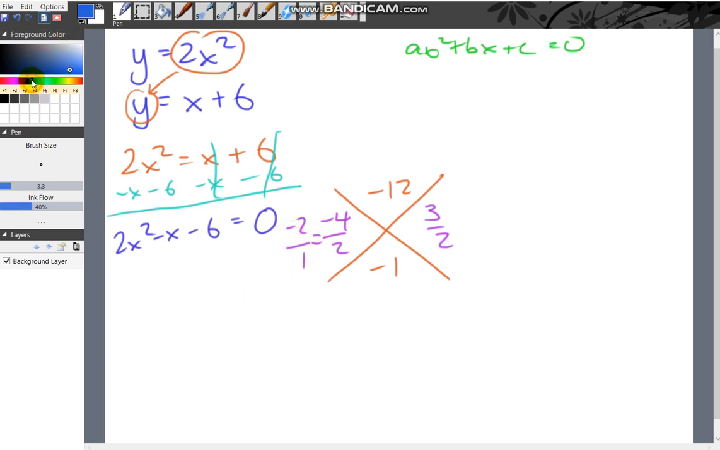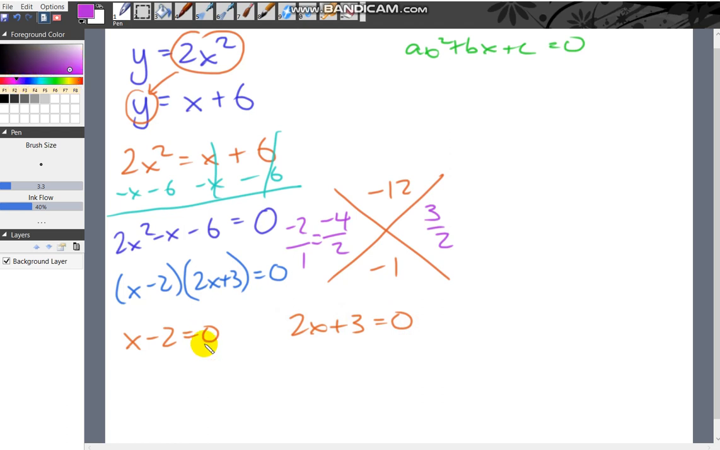Then we can rewrite this. So this is basically x minus 2, because the coefficient goes in front of x, 1x minus 2. And then this one, the coefficient goes in front of x, 2x plus 3 equals 0. Now, we want to find the zeros of this function. So in order to find the zeros, we take x minus 2 equals 0, and we take 2x plus 3 equals 0. Now we want to solve for x.